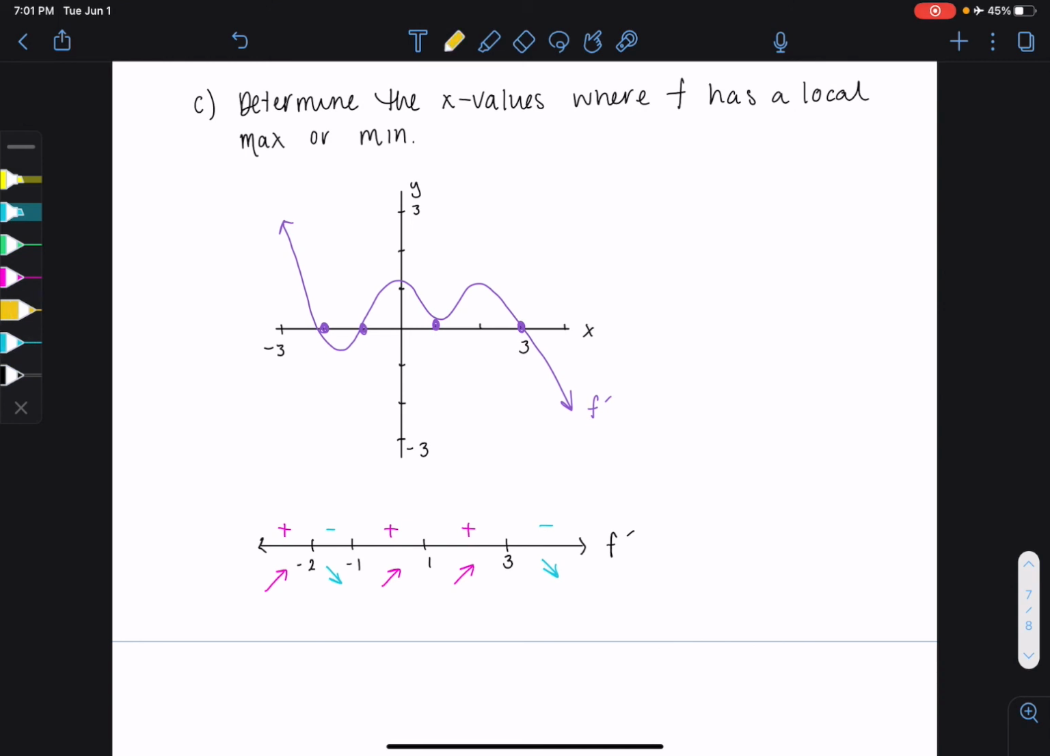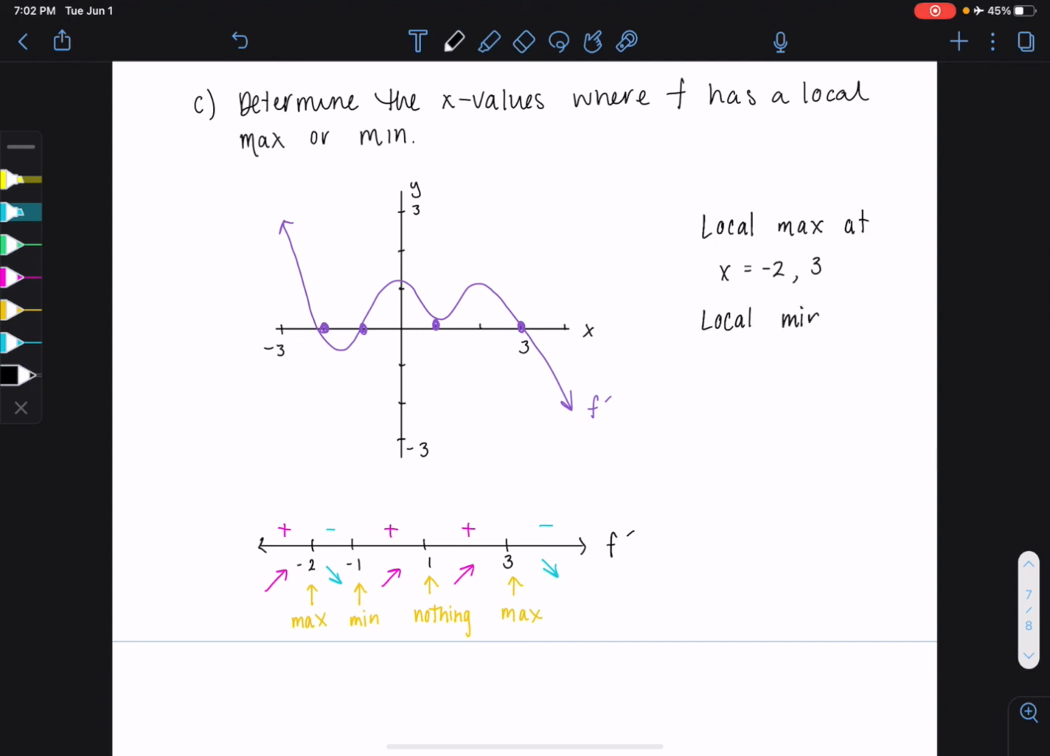So applying that first derivative test immediately tells me this is a local max. This is a local min. This is absolutely nothing. And likewise, we're going up, coming back down. This is a local max. Okay. So we have a local max at x equals negative 2 and positive 3, and a local min at x equals negative 1.